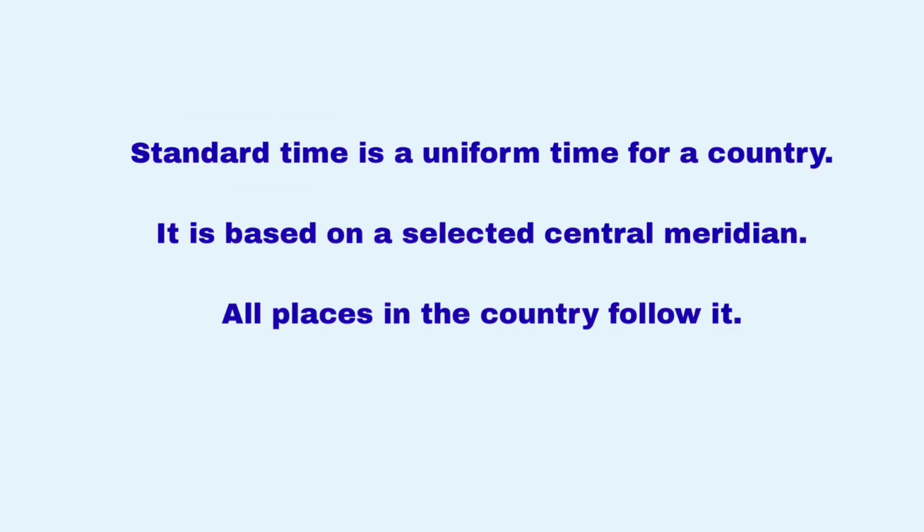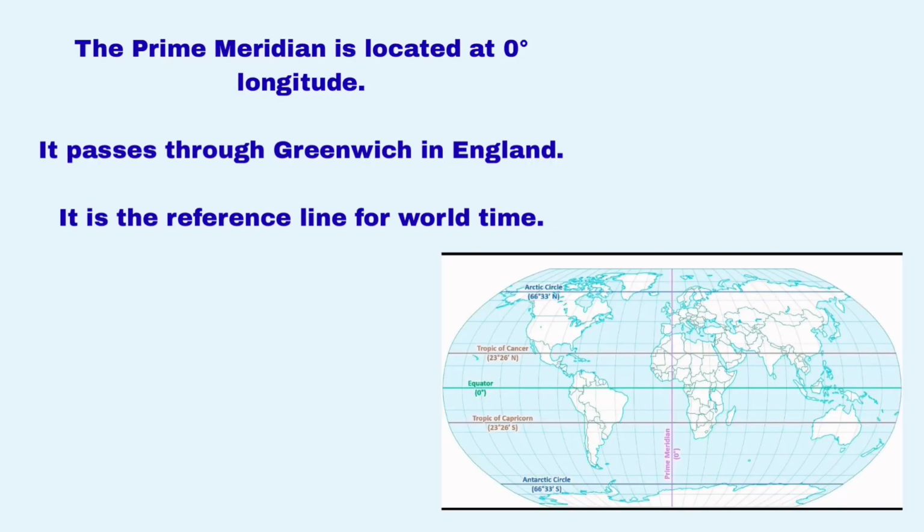So standard time is a uniform time for a country. It is based on a selected central meridian. So all places in the country follow it. The prime meridian is located at 0 degree longitude. It passes through Greenwich in England. It is a reference line for world time.